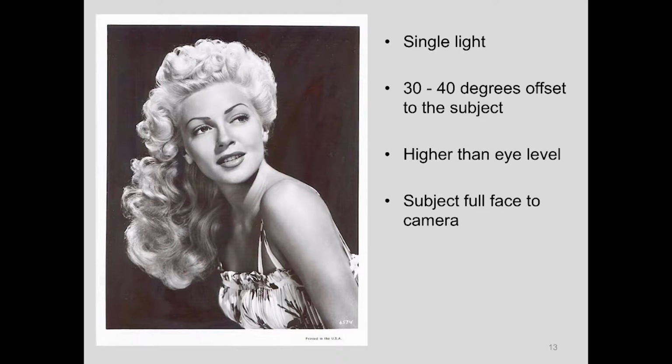With loop lighting, the light is now about 30 to 40 degrees offset to the subject and higher than eye level. The subject is full face to the camera in order for the loop to be visible. However, the addition of a fill light may now be required to provide further illumination of the face and soften the overall lighting pattern if you decide that's necessary. Examine the penumbra and decide which light modifier has been used in this image.